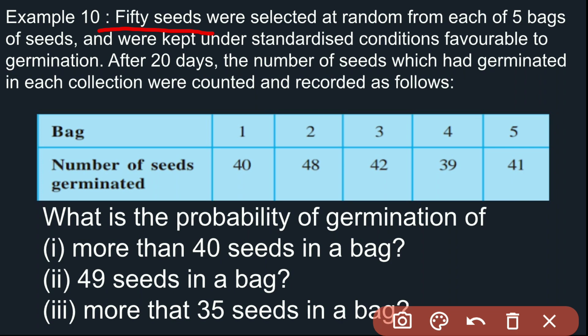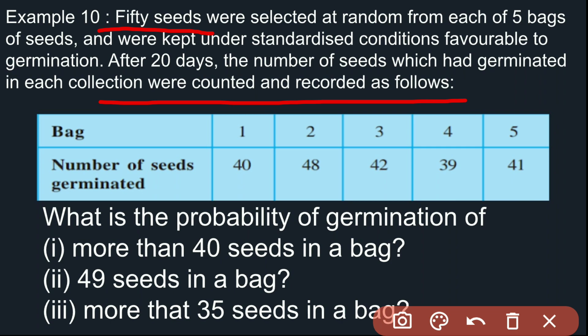Seeds were selected randomly from 5 bags, and each was kept in a standardized condition favorable for germination. After 20 days, the number of seeds which had germinated in each collection was counted and recorded as follows. So there are 5 bags, and in each bag 50 seeds are being germinated. After 20 days they have been checked for the result. In the first bag, out of 50, 40 have grown very well. In the second 48, third bag 42, fourth bag 39 and fifth bag 41.